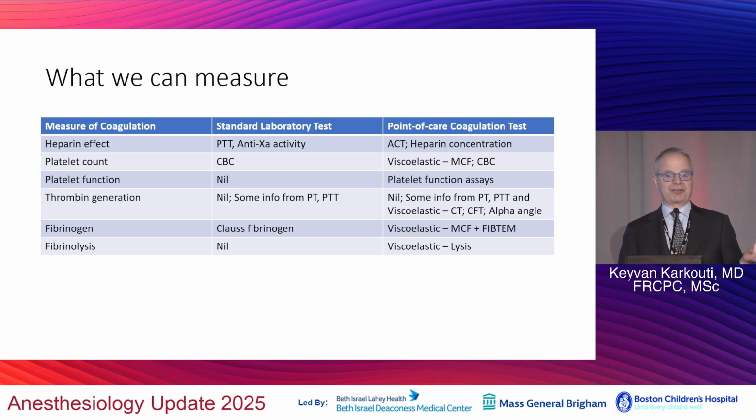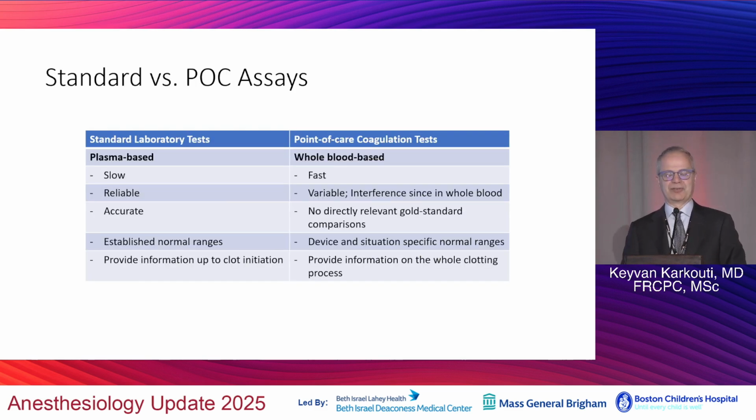Thrombin generation I mentioned earlier, there is no way to measure it in its entirety clinically, except we get some information from PT and PTT, and similarly from viscoelastic testing, we get clotting time, CFT, and alpha angle. And also you can do point-of-care PT and PTT, so it falls on both sides. Fibrinogen, you've got fibrinogen assays in plasma, or you can do whole blood fibrinogen assays or viscoelastic assays. And then fibrinolysis, there is no standard assays that are clinically useful in the operating room, but we have the viscoelastic assay. So that's the difference between the different tests that we have.